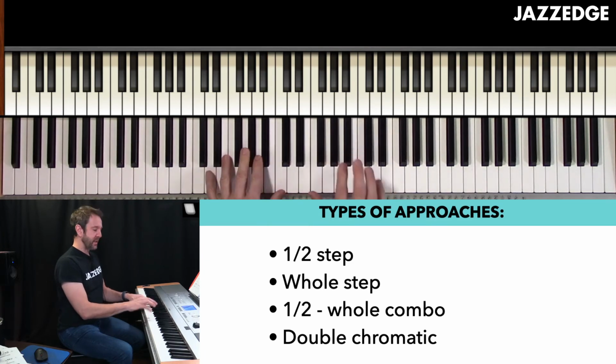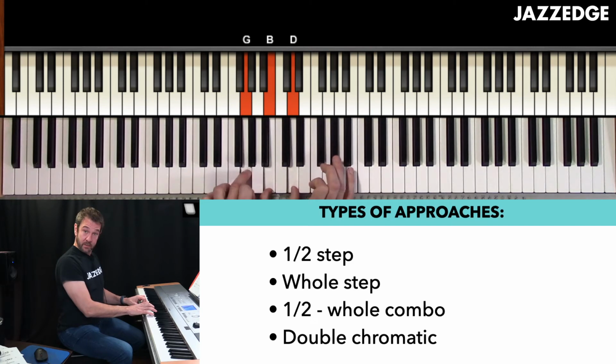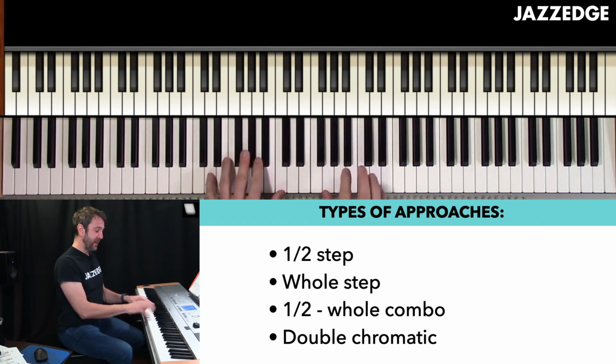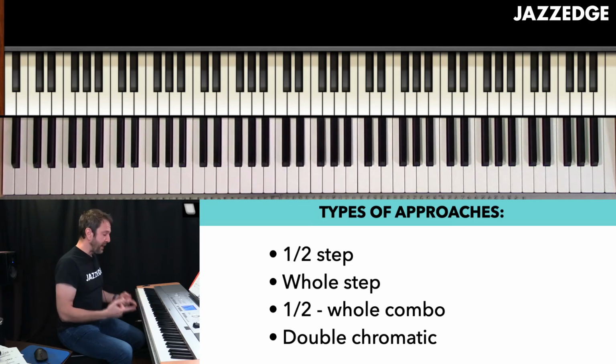So now listen to this. So hear the difference there? So now what I did was I wanted to get to D for my target note on the G7 chord. So what I did was I delayed the resolution by utilizing an approach note, okay?